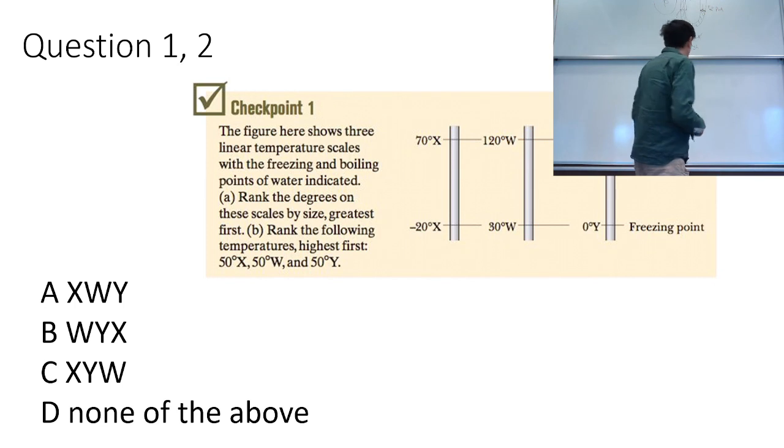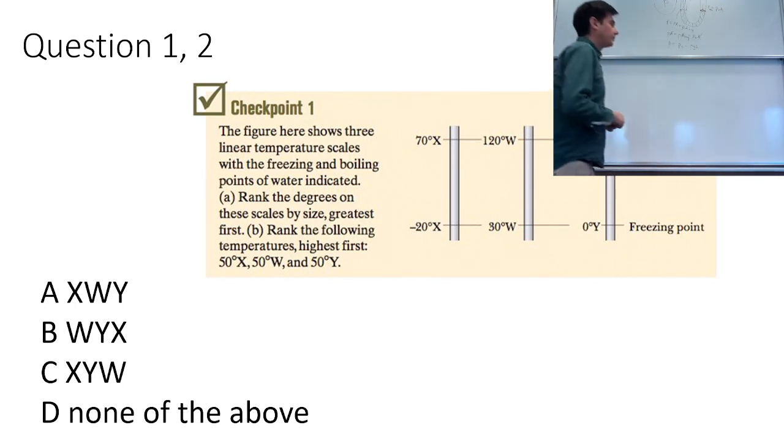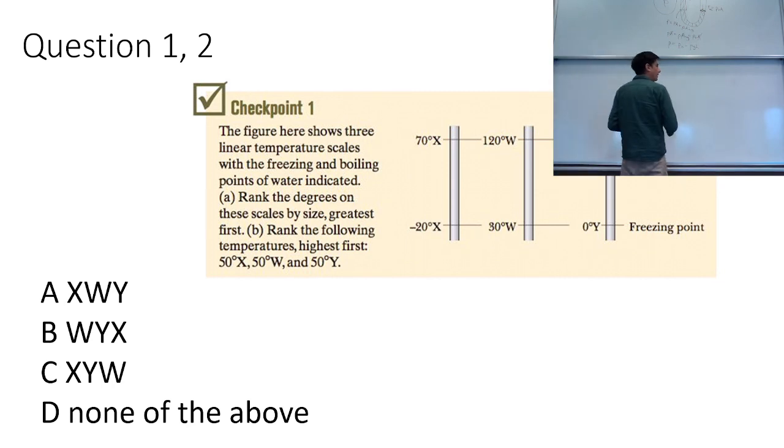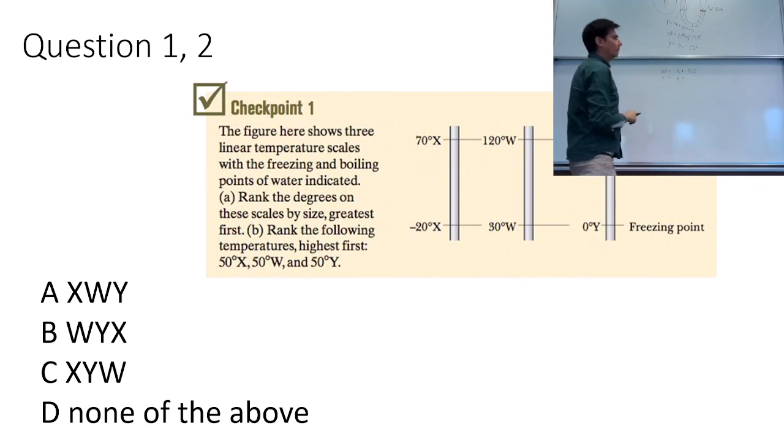Well, let me just add that. Sometimes it's good to also be able to write it down mathematically. What we can see from these relations is that the W scale is offset from the X scale by basically just adding 50. So we can write down an equation saying W is X plus 50, and we can also say that Y is X plus 20.